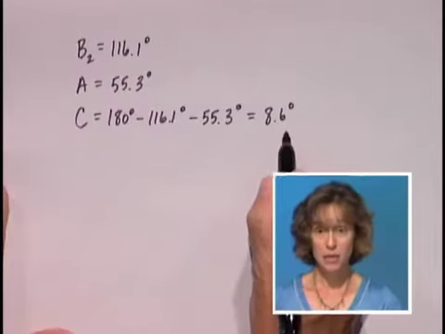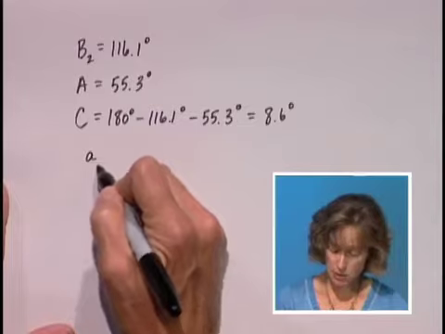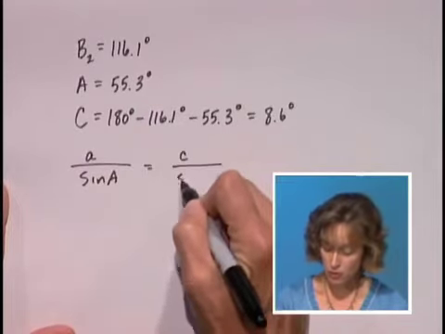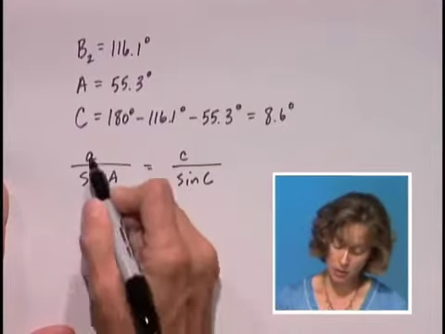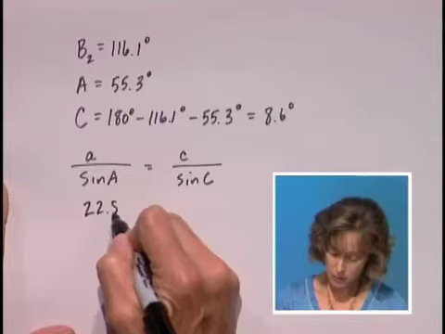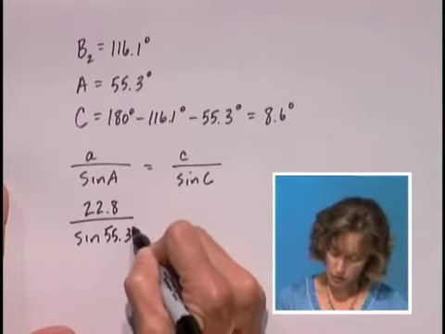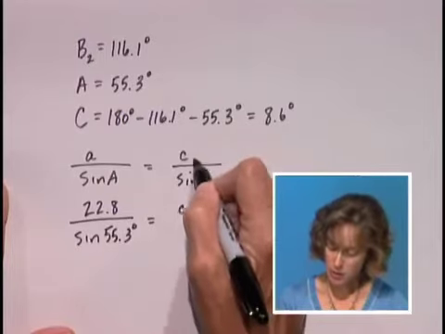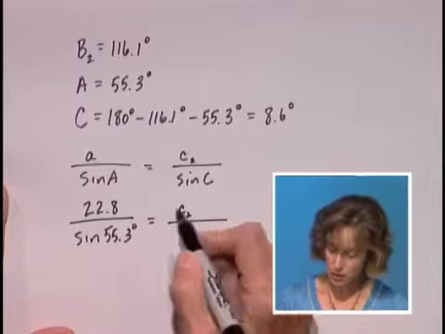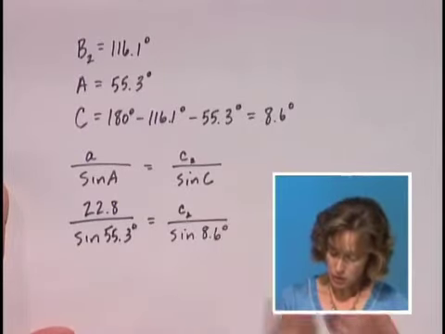I want to find the side C that corresponds to this, again using law of sines, A over sine A, C over sine C. Side A is 22.8, angle A 55.3 degrees. Side C, let me call it side C2, so it's clear that it's a different side C, divided by sine of 8.6 degrees.